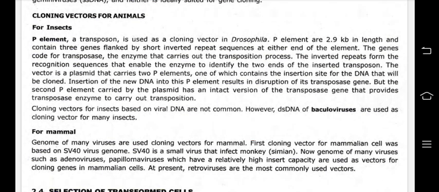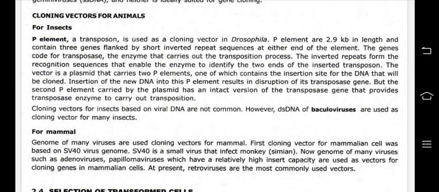Next is about cloning vectors for animals. For insects, the P element, a transposon, is used as a cloning vector in Drosophila. The P element is 2.9 kb in length and contains 3 genes flanked by short inverted repeat sequences at either end of the element. The genes code for transposase and the enzyme that carries out the transposition process. The inverted repeats form the recognition sequence that enables the enzyme to identify the two ends of the inserted transposon.